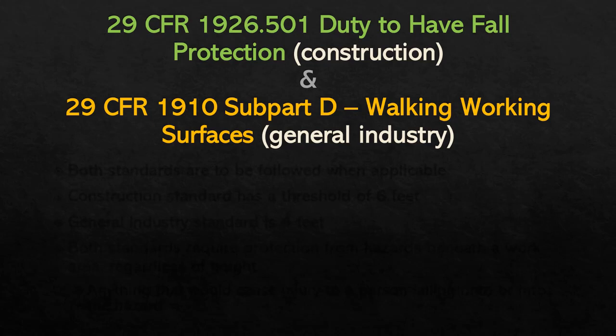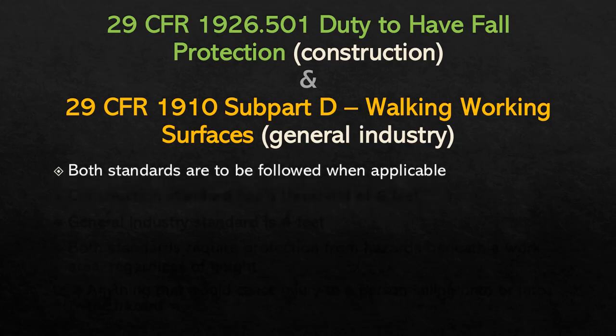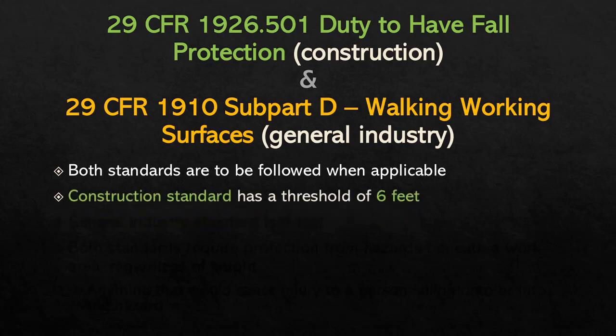There are standards promulgated by the Occupational Safety and Health Administration, or OSHA, that we have to follow. These standards exist in both the construction industry and in general industry to have fall protection and to ensure that there are no fall hazards that workers are exposed to. Now, both the construction standard, which you see here, 29 CFR 1926-501, and the general industry standard, which is all of 1910 subpart D, both of them have to be followed here at DRI when applicable.